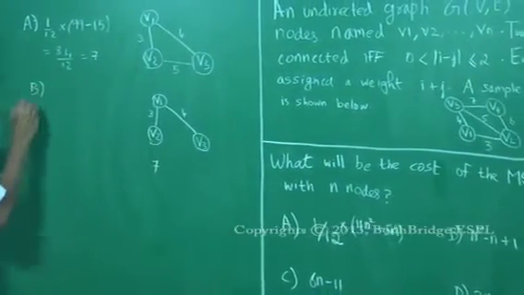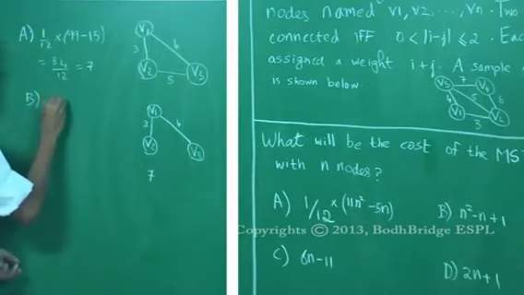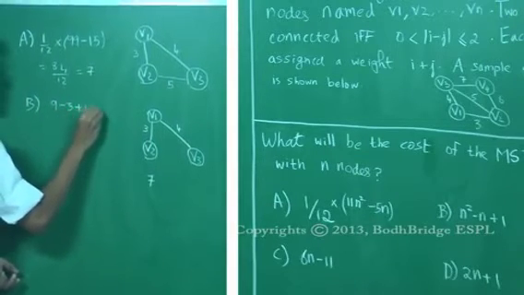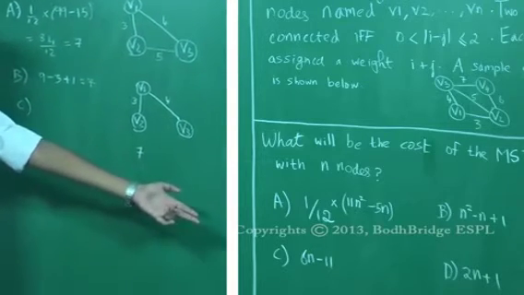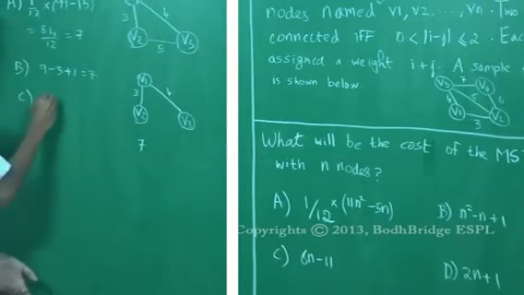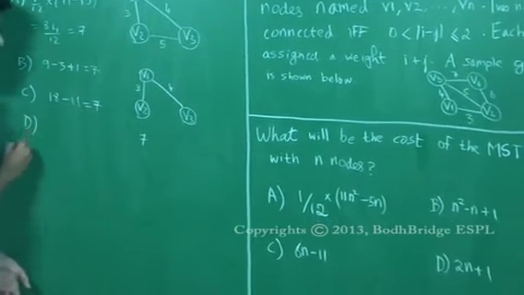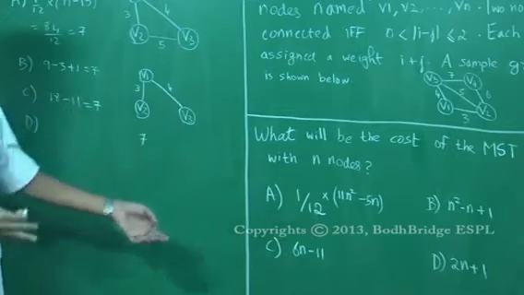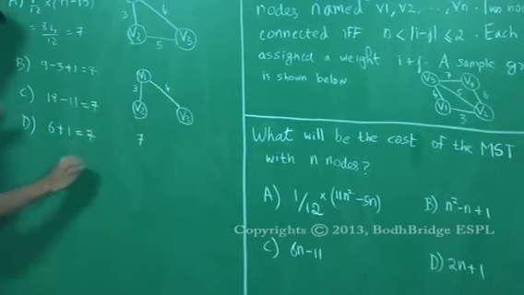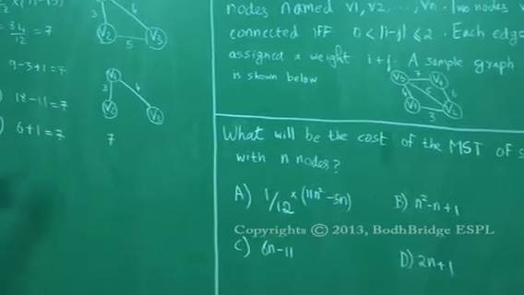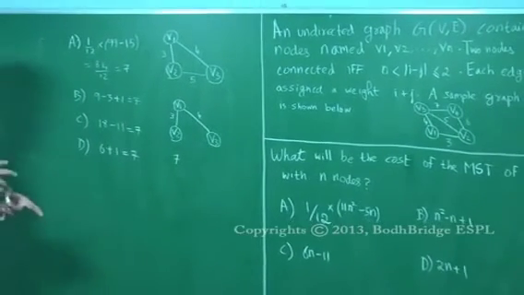Option B is 3 squared, 9, minus 3 plus 1, which is 7 again. So option B also satisfies. Option C is 6n minus 11, which is 18 minus 11, which is again 7. Option C also satisfies. Option D is 2n plus 1, 2 into 3 plus 1, which is again 7. So we see that for n equal to 3, all the 4 equations satisfy. So we have to increase n by 1 and check.